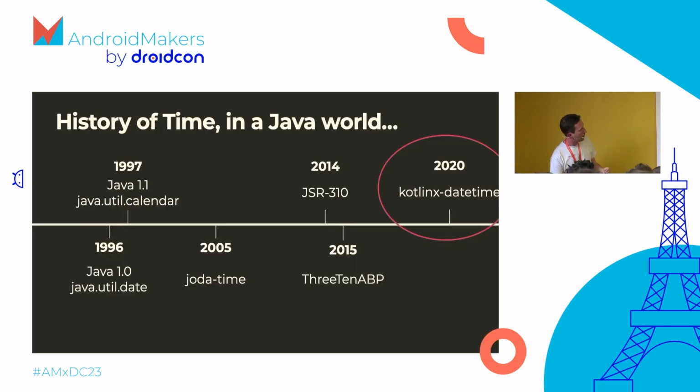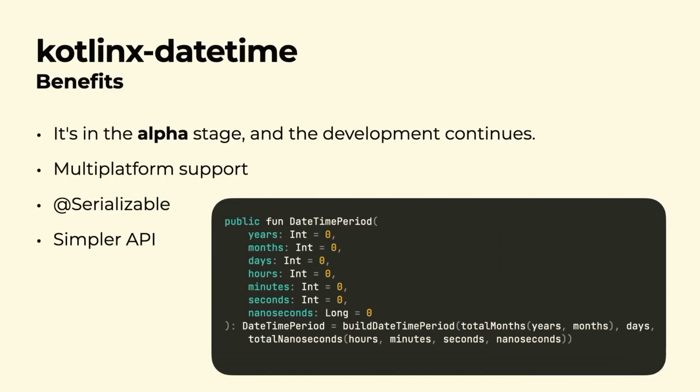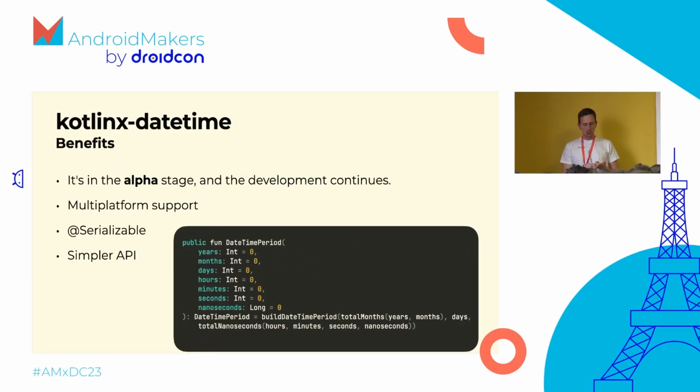Last but not least, the Kotlin date time. First thing I have to say, it's in alpha stage. The development continues. It's a multi-platform library, meaning that it can be used in both Kotlin JVM and Kotlin native projects. This makes it easier to write cross-platform code that can be shared between different environments, such as server-side and client-side. The date time library also provides a serializable annotation to objects like local time, and this is very handy when you're dealing with an API.